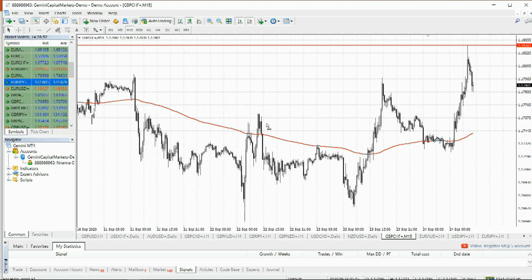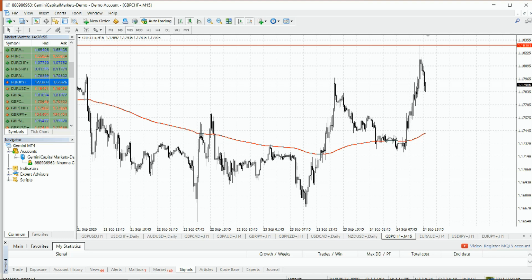Now, counter trend line trading, just as the name implies, means you are looking for a break counter to the trend. Now, let's pick a market that is trending.